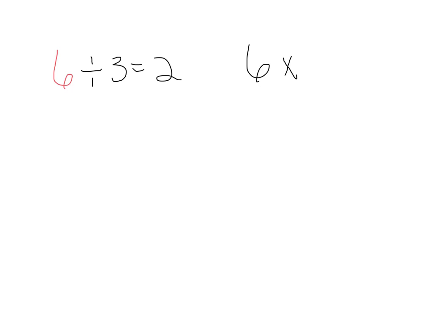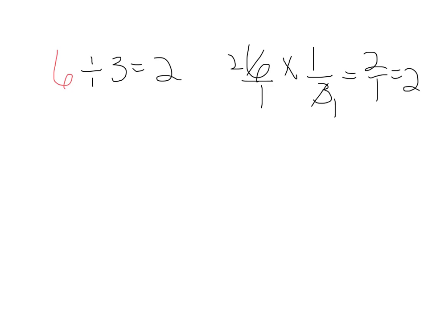1 over 3. What do I have to do with the 6 before I can multiply? Put it over 1. Cross simplify. Divide by 3, multiply across the top, across the bottom, and what do you get? 2. The same thing. Okay?